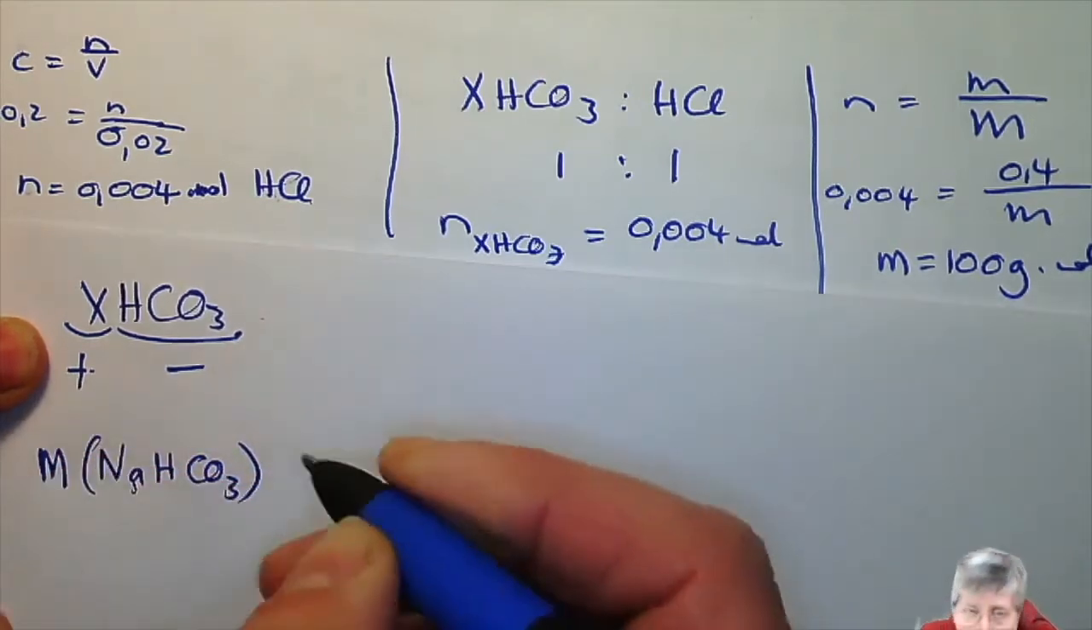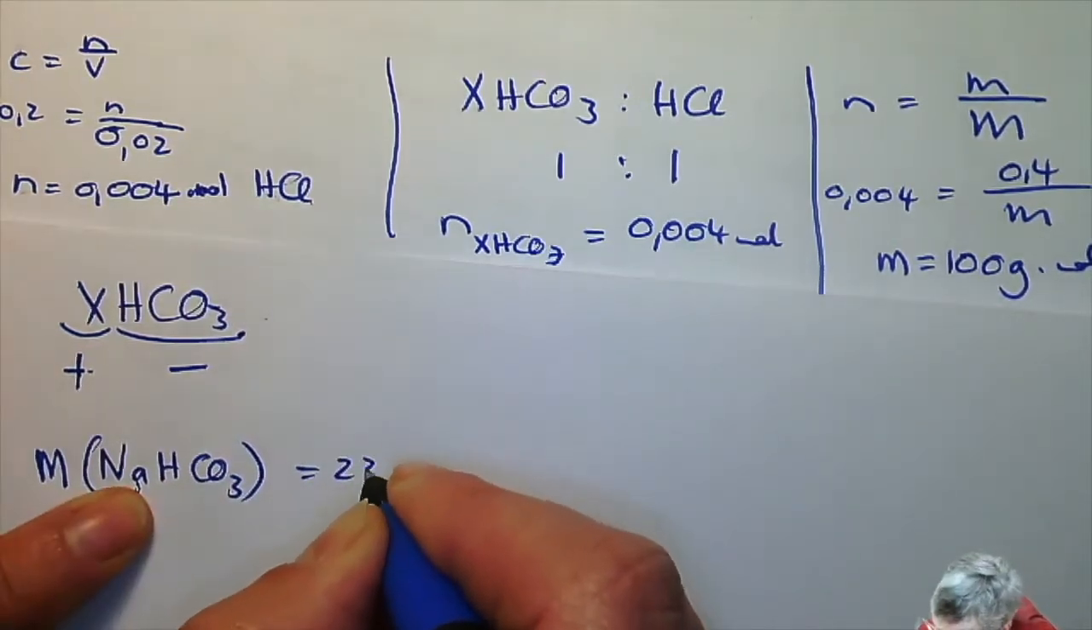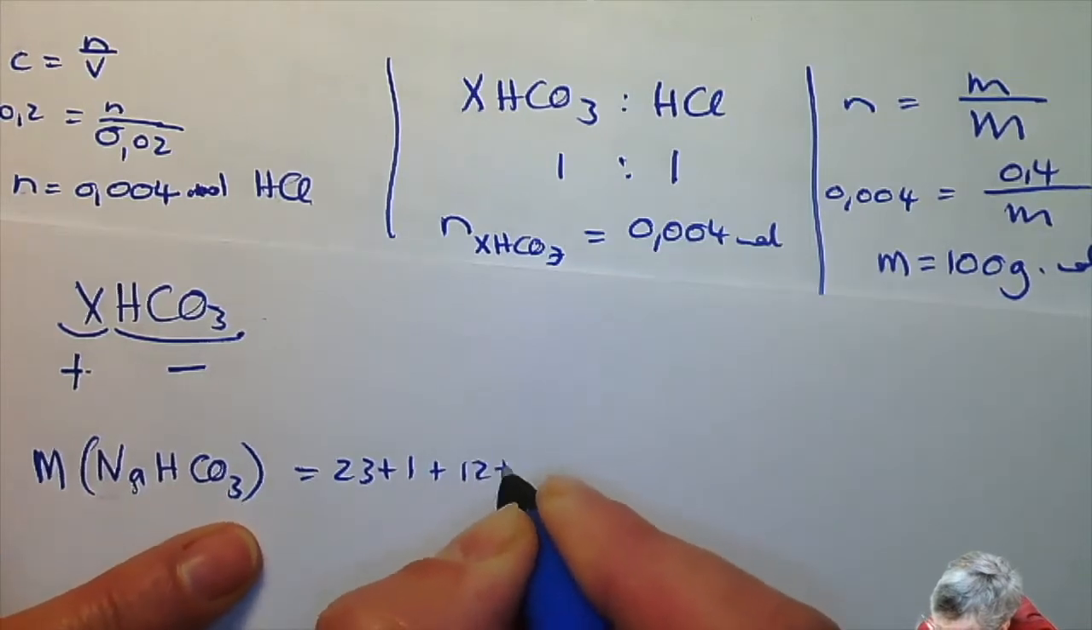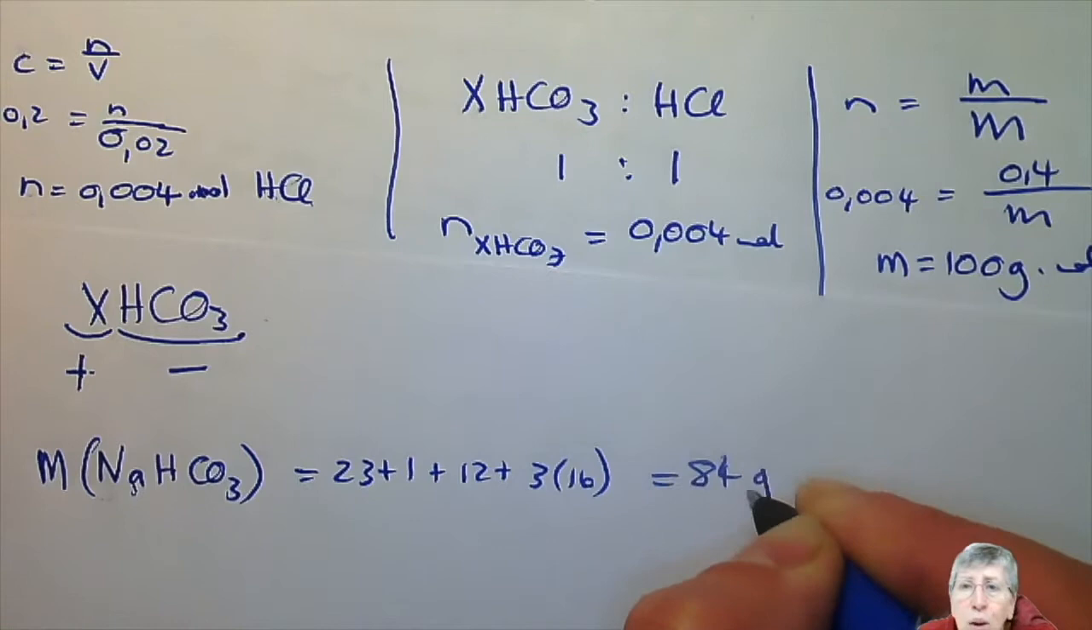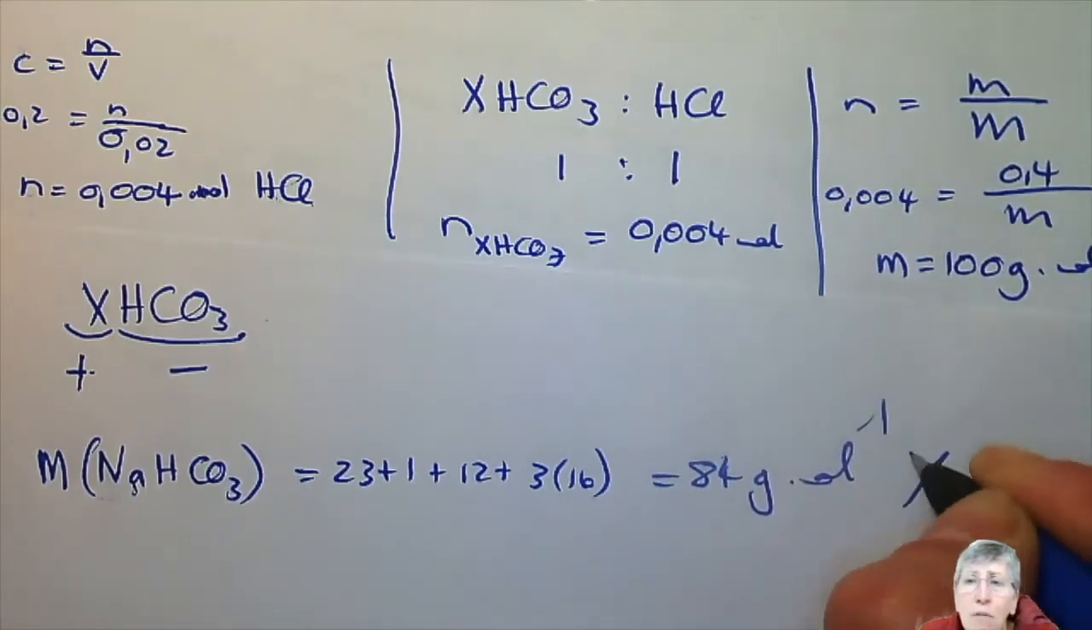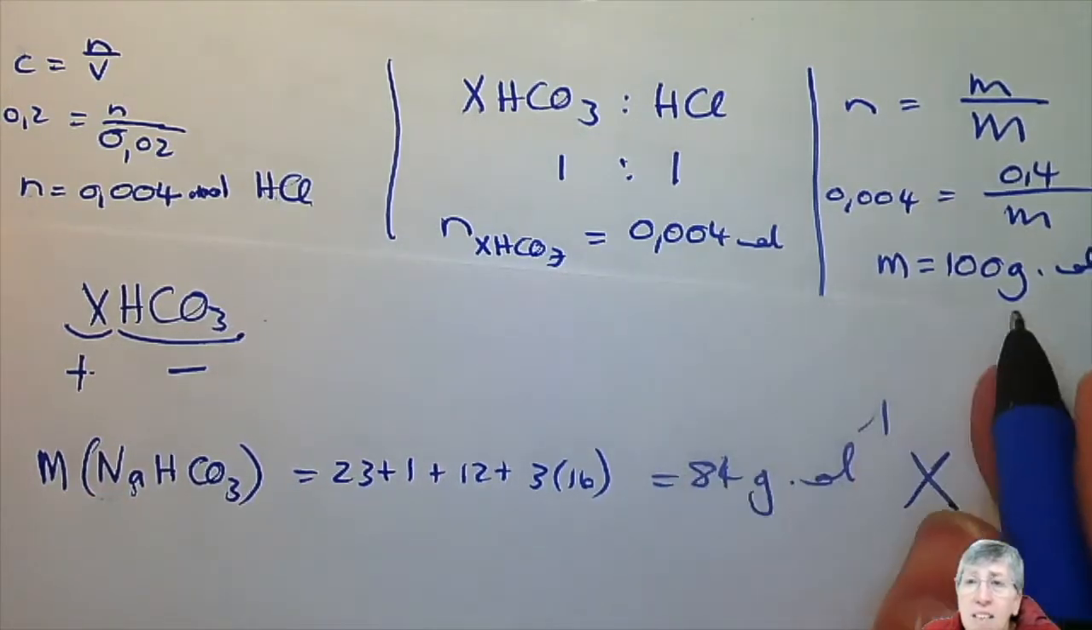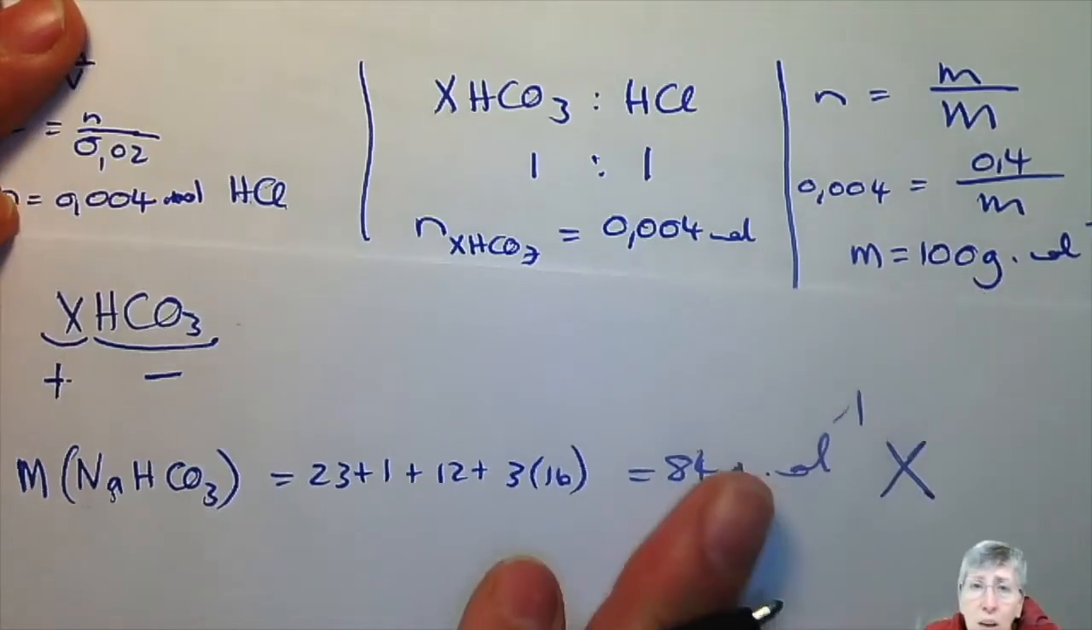bicarbonate and you calculate the mass, that will be 23 plus 1 plus 12 plus 3 times 16. And if you do that, you end up with 84 grams per mole. So obviously, it's not sodium. It doesn't give us the 100 grams per mole that we're looking for.